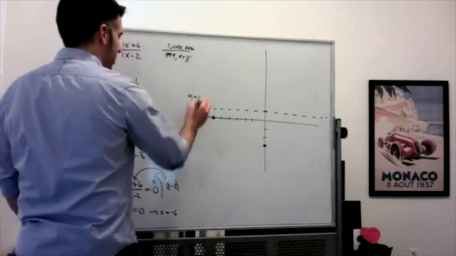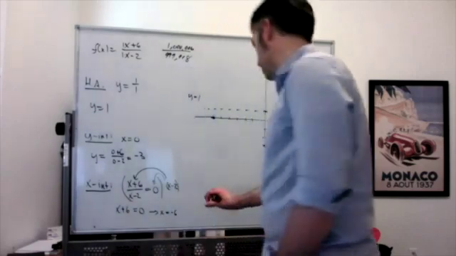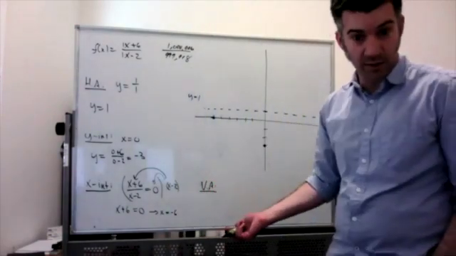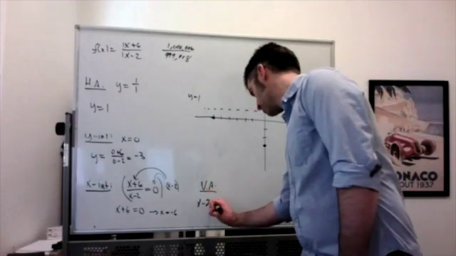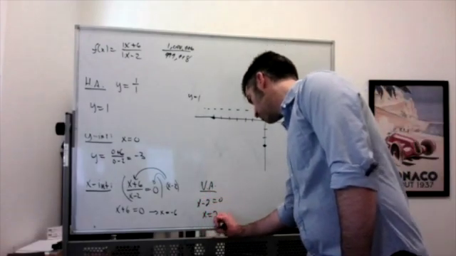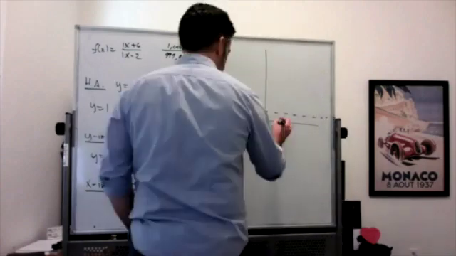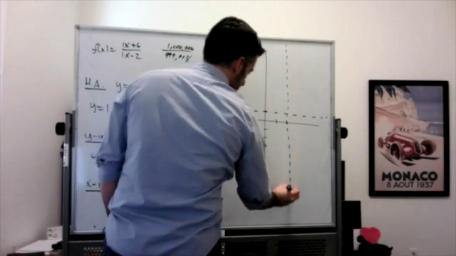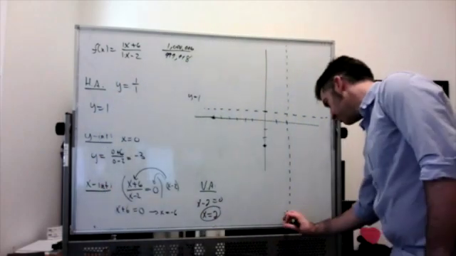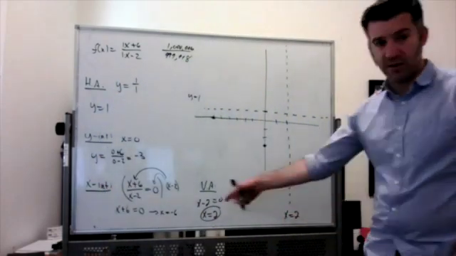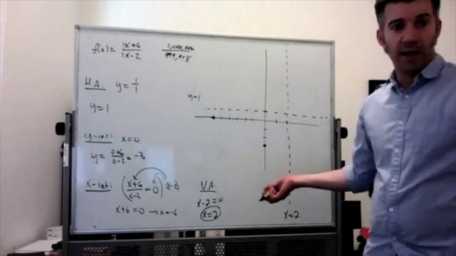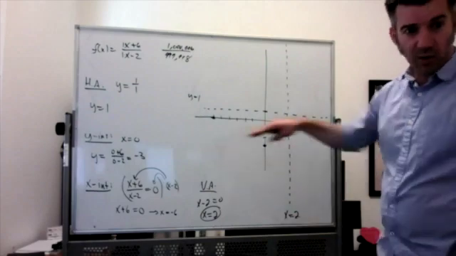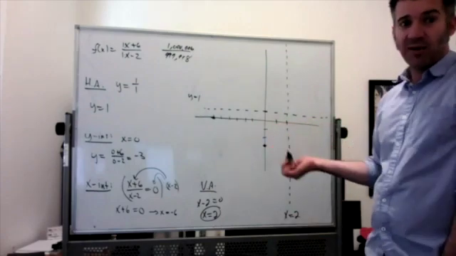Okay, and then I need to find my vertical asymptote, which is going to be, so set the denominator equal to 0, which in this case is going to be x equal to 2. That's going to be a vertical line through 2. You don't have to label them if you've written it somewhere else and it's clear what it is, but I'm labeling it so you guys can see that the vertical line is x equals something, the horizontal line is y equals something. And now we're going to try and graph it.